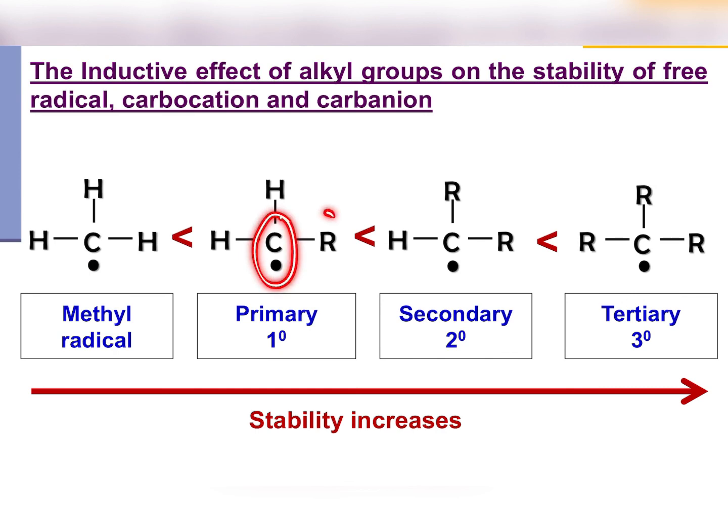Bila free radical tu attach dengan alkyl group, and then that alkyl group donate elektron ke arah carbon. Carbon ni tadi kurang elektron, so free radical ni akan rasa happy lah. Okay, dia akan rasa lebih stable. Okay, kalau lagi banyak alkyl group yang donate elektron ke arah free radical ni, lagi stable free radical tu. That's why lagi banyak alkyl group, lagi stable this free radical.